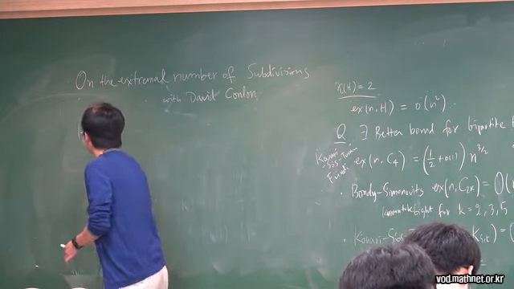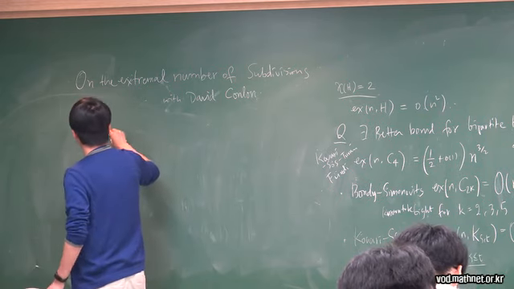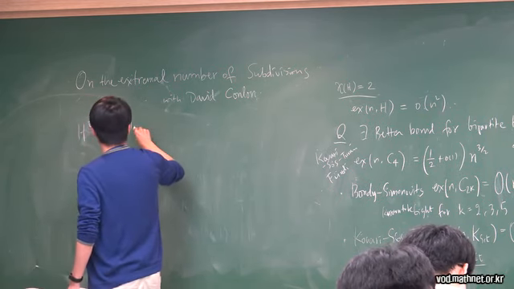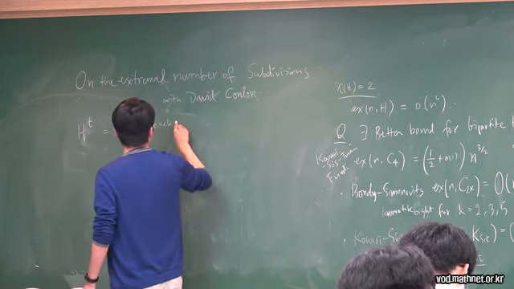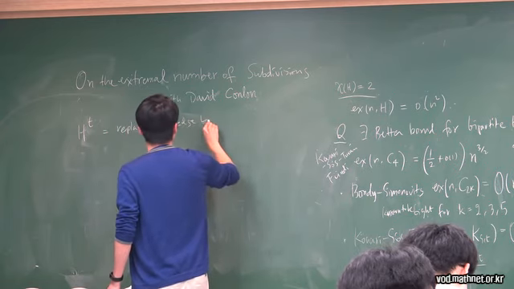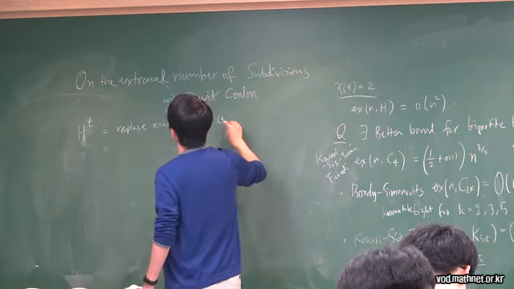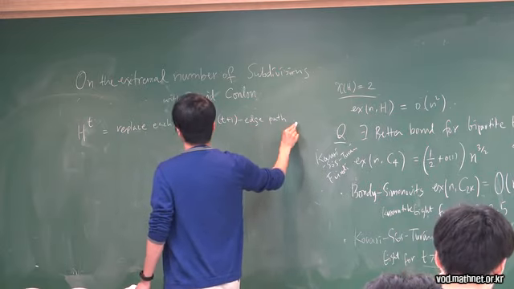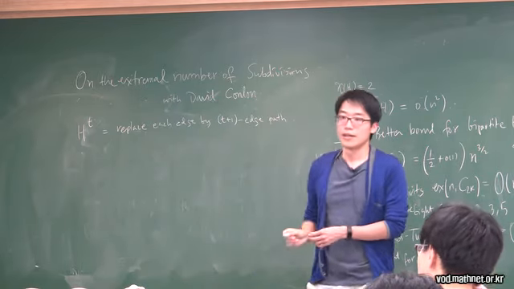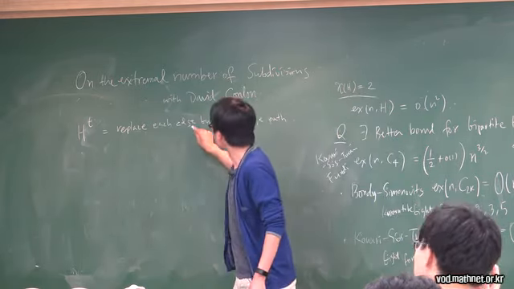Okay, let me just say H_t: replace each edge by t plus 1 edge path. Replace each edge of H by a path of t plus 1 edges.